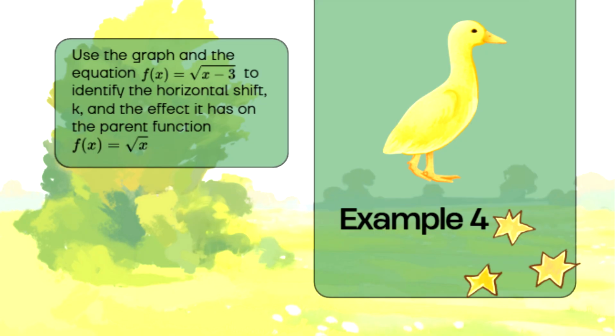Example number 4, use the graph and the equation f of x is equal to the square root of (x minus 3) to identify the horizontal shift k and the effect it has on the parent function f of x is equal to the square root of x. The only difference between these two is this minus 3. So k is equal to the opposite, which is plus 3.